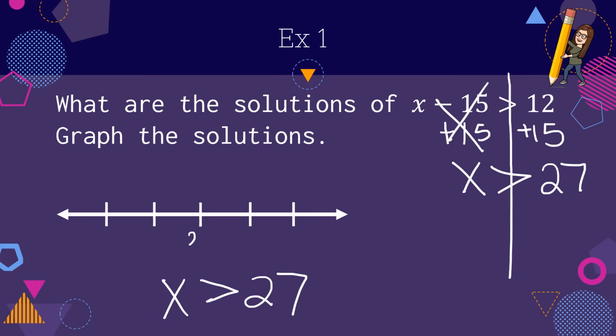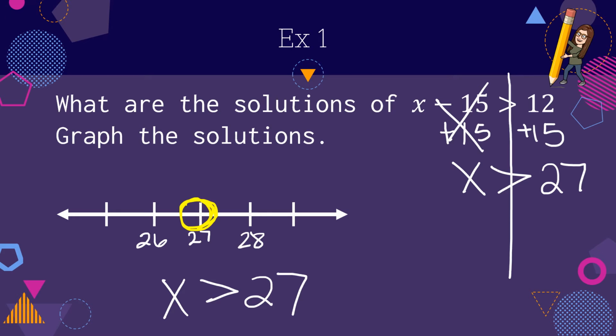The number I'm talking about is 27. I would like you to have one number on each side if you're making your own number line. Let's talk about the dot. It does not have a bar under it. It's not or equals to, which means it stays an open circle.